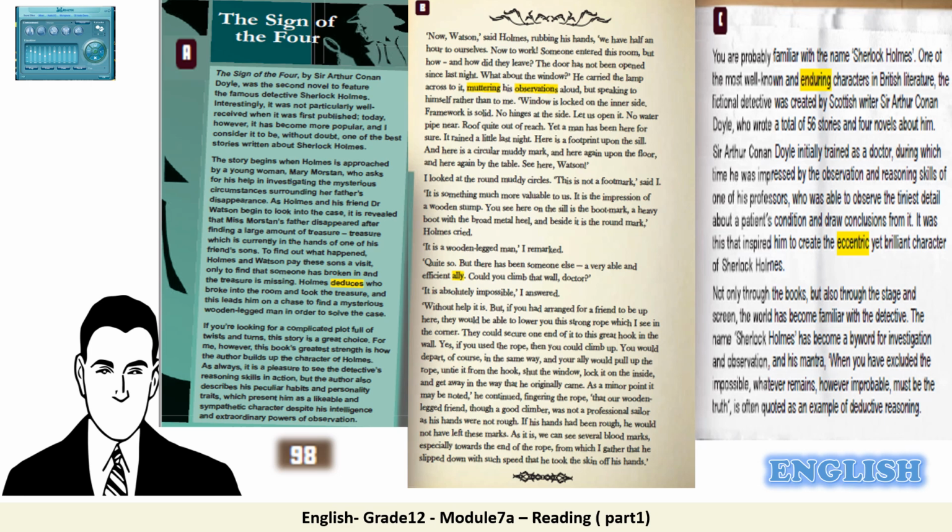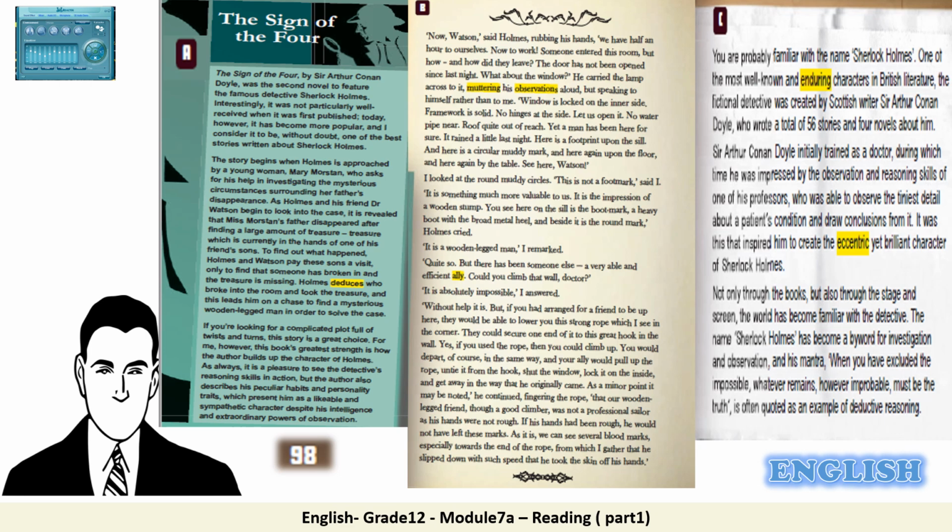Without help it is. But if you had arranged for a friend to be up here, they would be able to lower you this strong rope, which I see in the corner. They could secure one end of it to this great hook in the wall. Yes, if you use the rope, then you could climb up. You would depart, of course, in the same way, and your ally would pull up the rope, untie it from the hook, shut to the window, lock it on the inside, and get away in the way that he originally came.